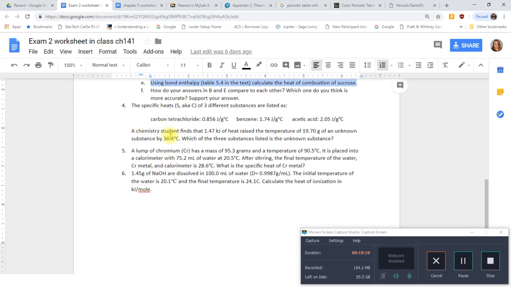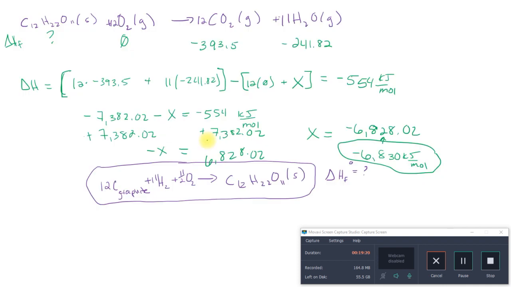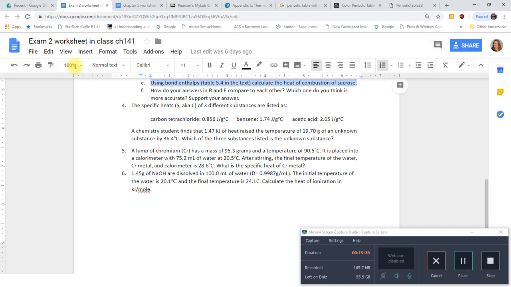Alright, so here we have a specific heat problem. There's a few ways to approach this. The way that I like to do it is to minimize the number of times I have to do the same calculation. Specific heat problems are MC delta T, and the C is the specific heat. And everything has its own specific heat. Like, for example, we know the specific heat of water is 4.184 joules per gram degree C.